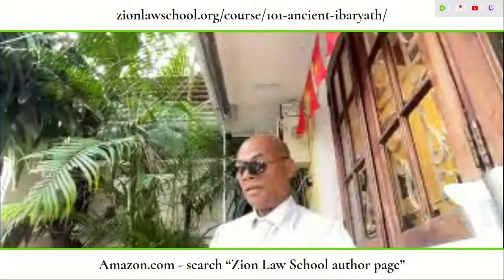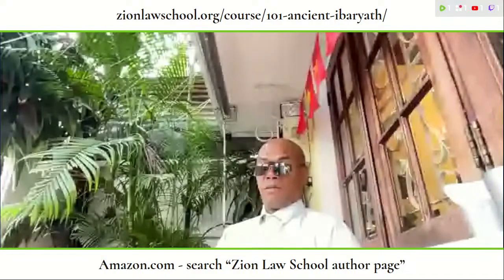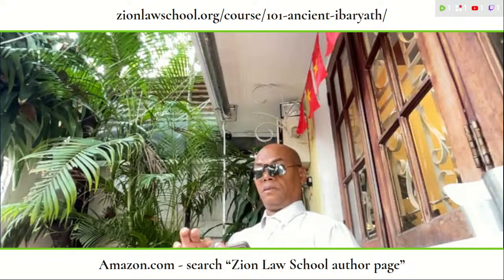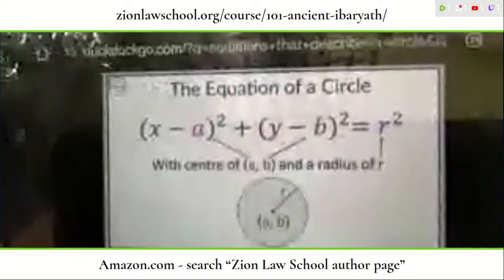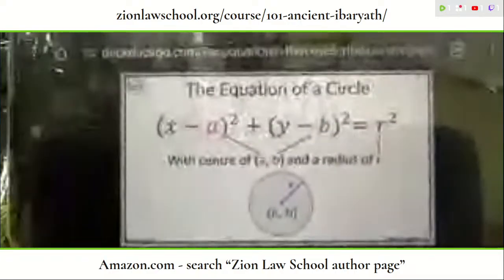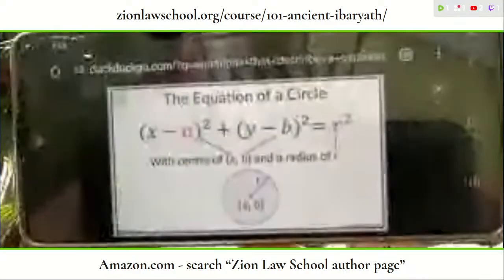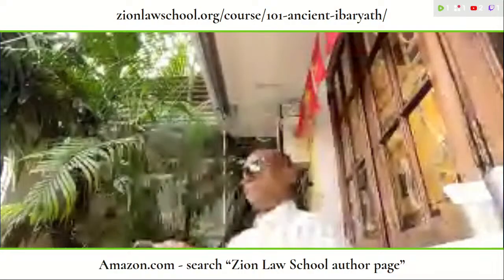I'm not going to go through everything, okay? But let me just show the major stuff. All right, here's the equation for the circle. So you can find any point within that circle using this equation. All right. So if I remember correctly, this is like 7th grade math. I don't remember.